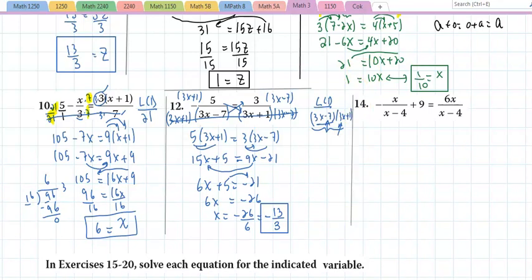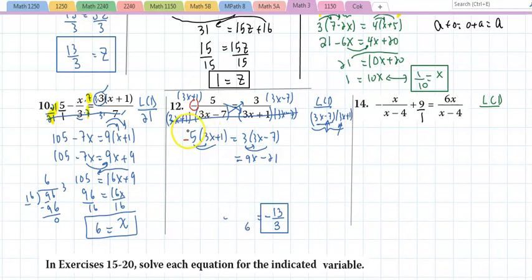If I get to number 14, keep in mind this is over 1. My LCD for this problem is simply, oh, I messed up. I didn't see the negative right there. That should have been a negative 5. So that's going to change a few things. Okay, I'll go back quickly and fix it.